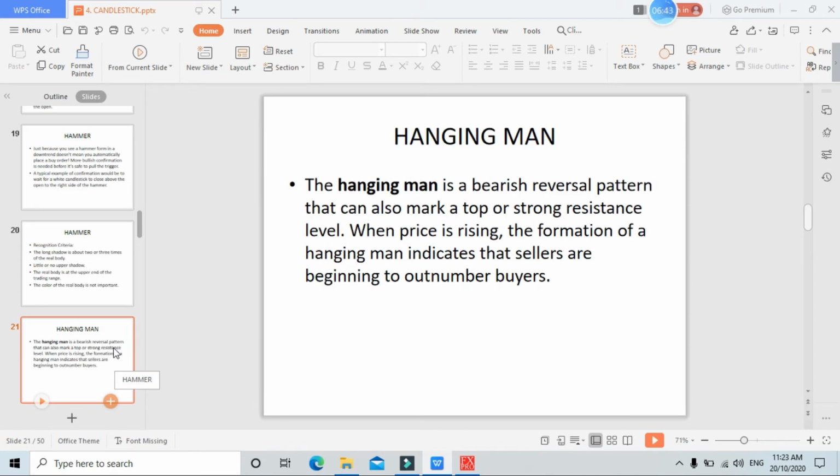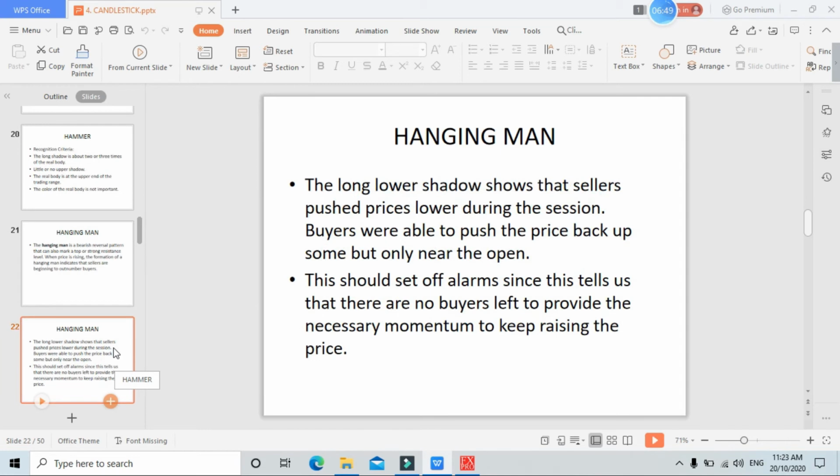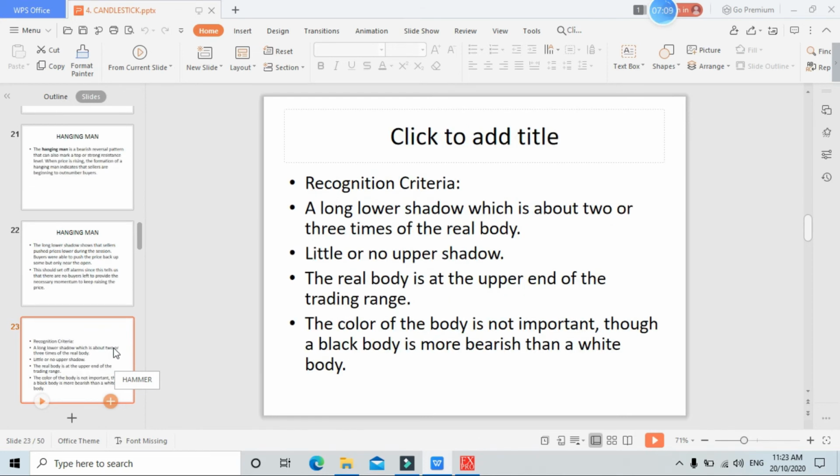The hanging man is a bearish reversal pattern that can mark a top. This normally happens in the uptrend, which I showed you just now. With the long lower shadow, the sellers pushed the price lower during the session, and the buyers were able to push the price back up. This should set off an alarm since it tells us that there are no more buyers to the left to provide the necessary momentum. So if in an uptrend you are planning to buy and you see the hanging man, this signals the reversal pattern. To recognize it: a long lower shadow about 2 to 3 times the real body, little or no upper shadow, and the real body is upper. Actually this is the same as the hammer, but it happens in the uptrend.